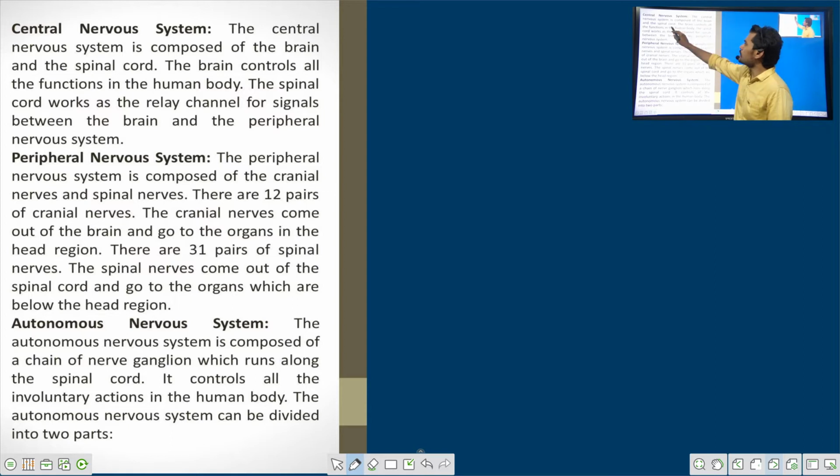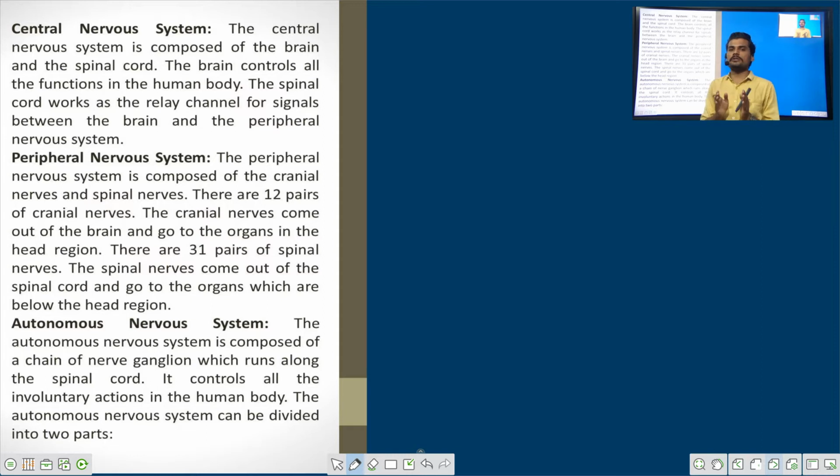The central nervous system is composed of the brain and spinal cord. The brain controls all the functions in the human body. The spinal cord works as a relay channel for signals between the brain and the peripheral nervous system.